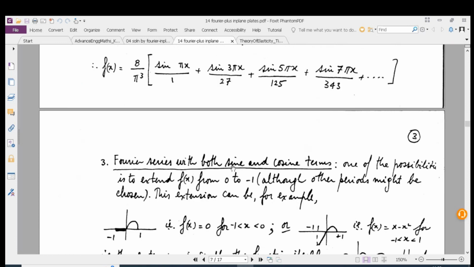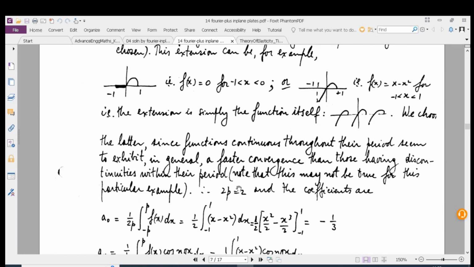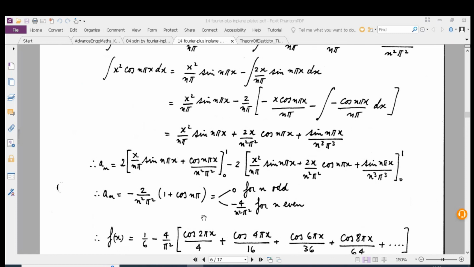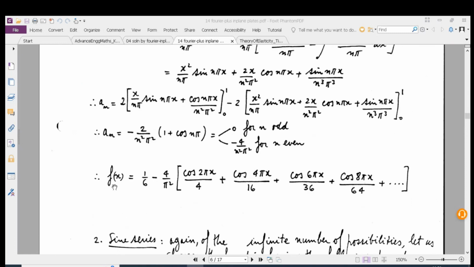Similarly, in the third case, we are asked to find both sine and cosine terms, and we get f of x equal to minus 1 by 3 plus 4 by pi square, big bracket, cos pi x over 1 minus cos 2 pi x over 4 plus cos 3 pi x over 9 minus cos 4 pi x over 16 plus so on and so forth, and plus 2 by pi, big bracket, sine pi x over 1 minus sine 2 pi x over 2 plus sine 3 pi x over 3 minus sine 4 pi x over 4 and so on and so forth. So these are the three approximating functions.